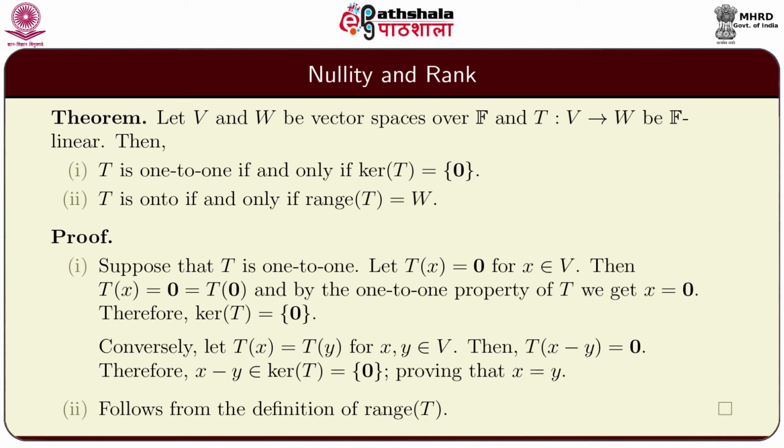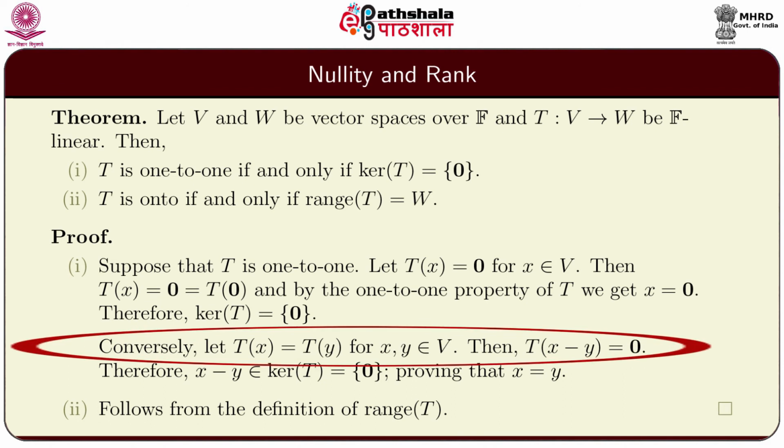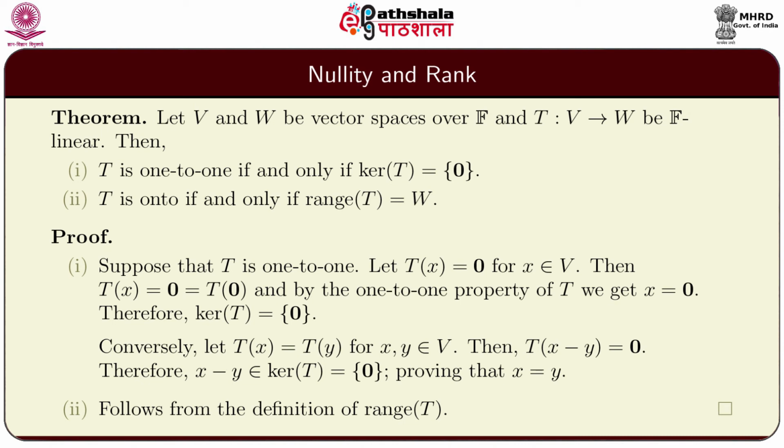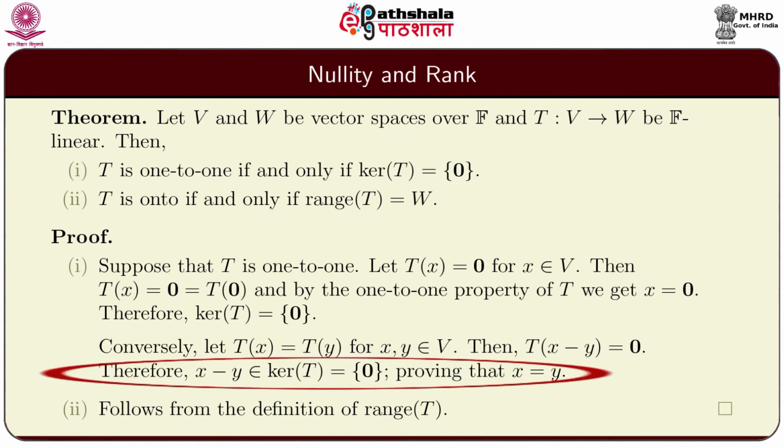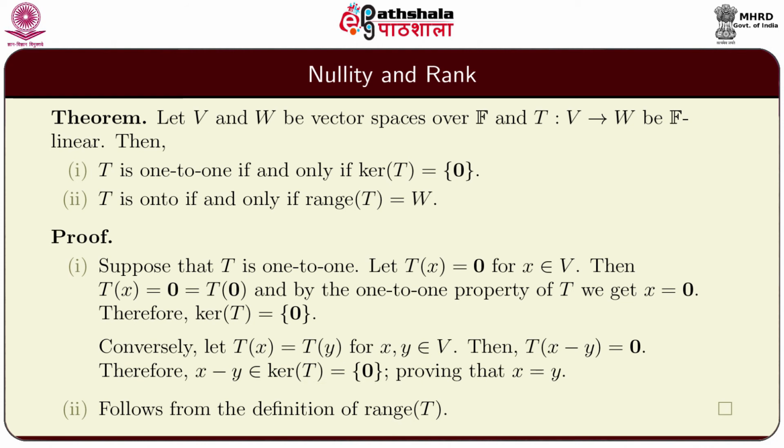Now conversely, we assume that the kernel of T is trivial and we prove that T is 1 to 1. So let T x be equal to T y for x, y in V. Then T of (x minus y) is 0. This is by linearity of T, and therefore x minus y belongs to the kernel of T, and the kernel of T being trivial, we get x minus y must be the 0 vector, that is x is equal to y. Therefore T is 1 to 1.